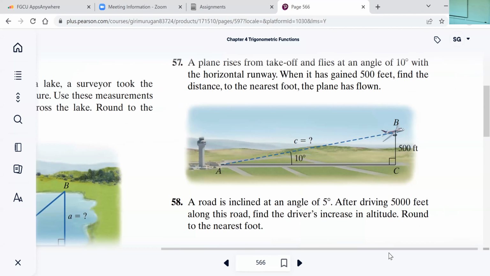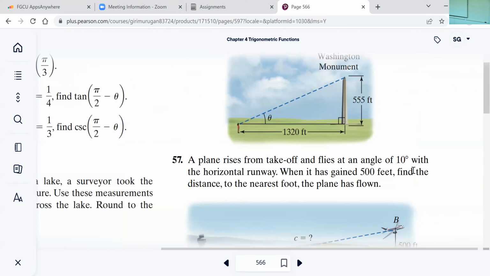Number 37. A plane rises from takeoff and flies at an angle of 10 degrees with the horizontal runway. When it has gained 500 feet, find the distance to the nearest foot that the plane has flown.